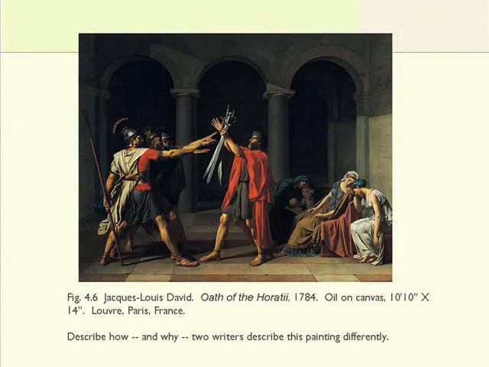This painting, titled The Oath of the Horatii by the artist Jacques-Louis David, is an example of how two different art critics might choose to focus on different aspects of a work of art. The most obvious thing about this piece is that it's a very masculine image about patriotism and some young warriors being sent off to war and pledging their loyalty to the homeland.